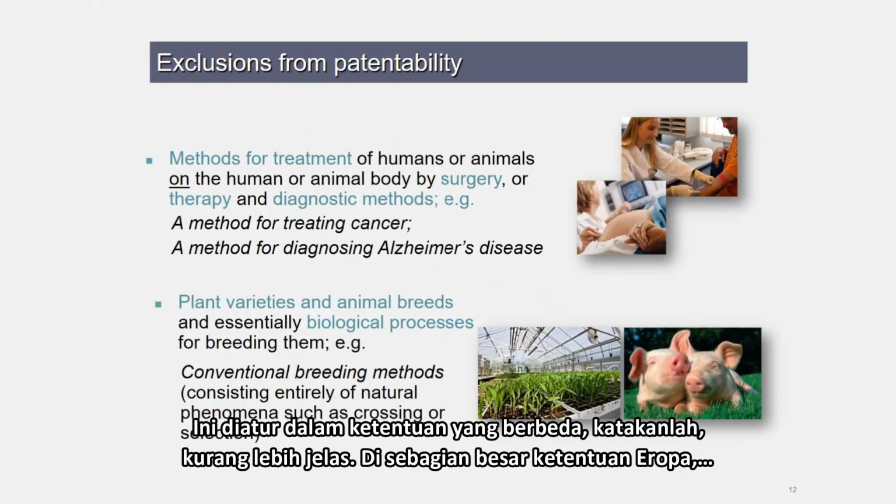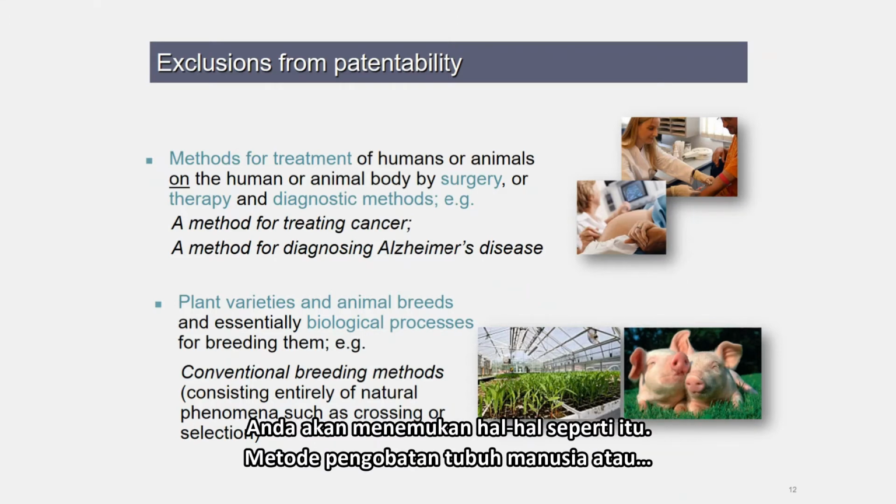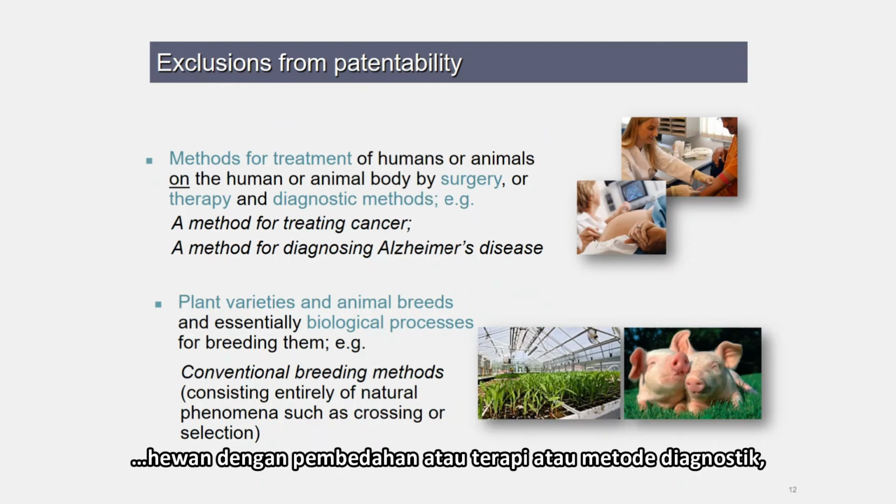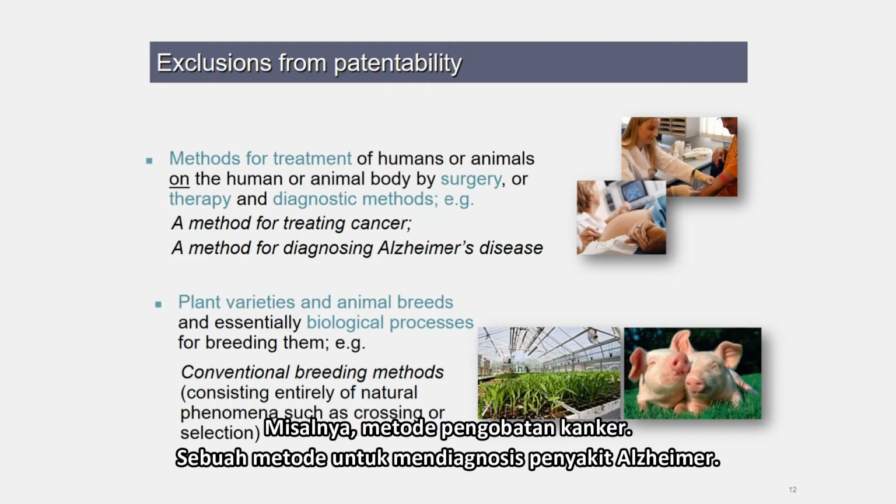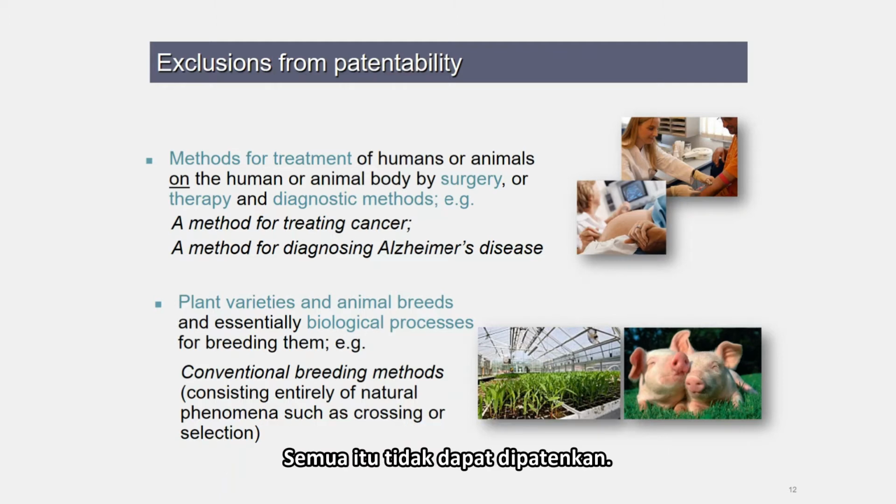So these are set in different provisions, more or less clearly. In most of the European provisions, you find things like methods for treatment of the human or animal body by surgery or therapy, or diagnostic methods. For example, a method for treating cancer, a method for diagnosing Alzheimer's disease. All that is not patentable.